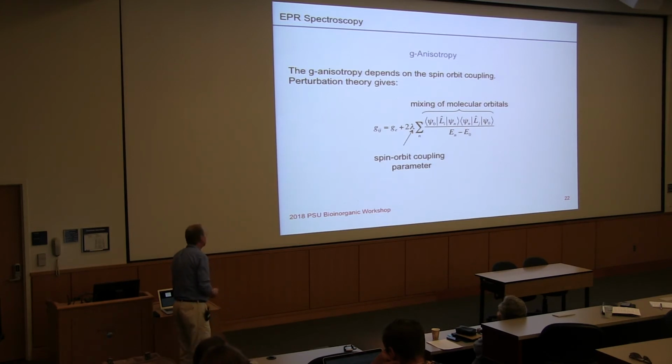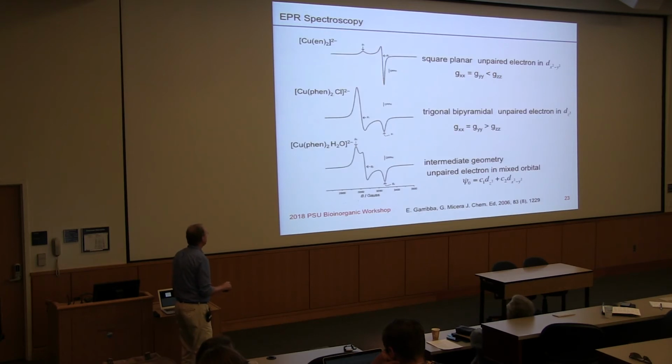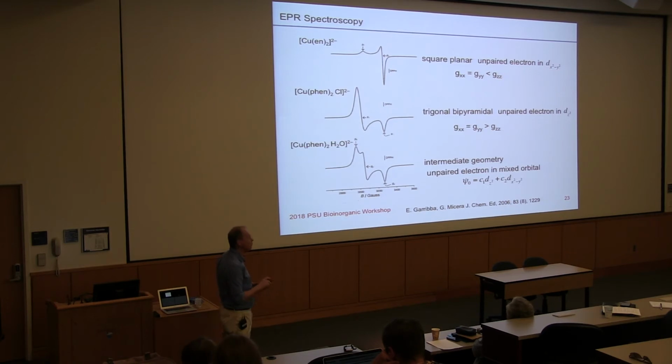So I don't have time to really go through this in much detail, but just as an example, if I have a square planar geometry and plug in the orbitals that I would expect from ligand field theory, we would say for a copper in a square planar geometry, the unpaired electron should be sitting in the dx squared minus y squared orbital, and the equation I just showed you would predict that gxx equals gyy and that these should be less than gzz, and so we come up with this shape.